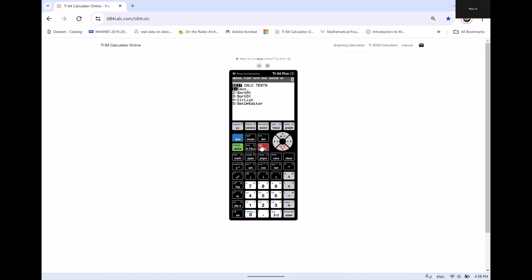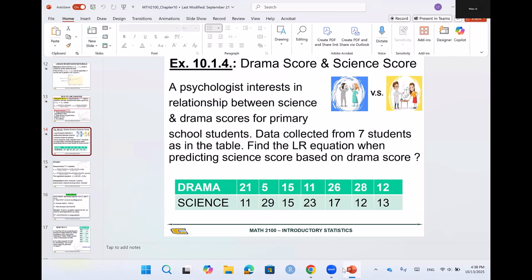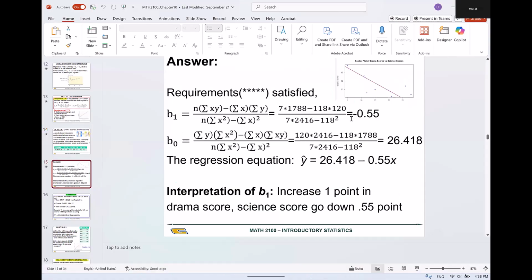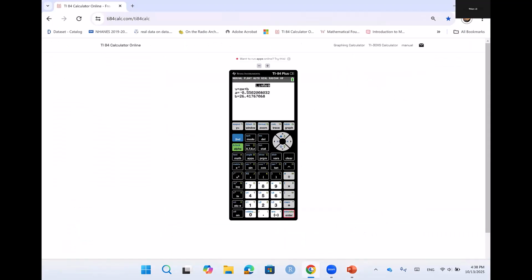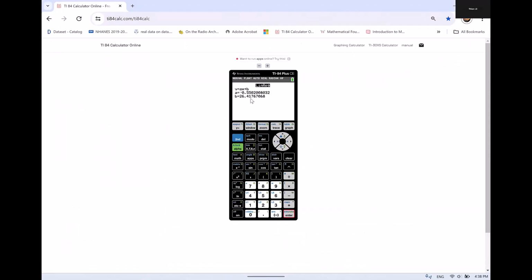Okay, so now we do start here and calculate, linear regression here. X list, which is drama score L1, Y list, which is science score L2. That's it. Exactly, right? Negative 5.5 for the a, which is the slope here, right? And 26.418, which is the intercept, if you round to 3.